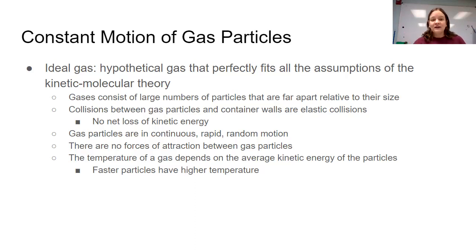Assumption 3 is that the particles are continuously moving. They're moving very quickly, and they're moving randomly. Okay, so by random, we mean they're not all moving the same direction as they move around. They're all going every which way. It's like kindergartners when you take them outside and they just, okay.